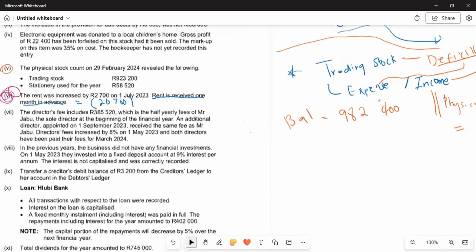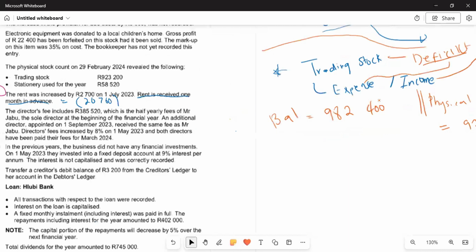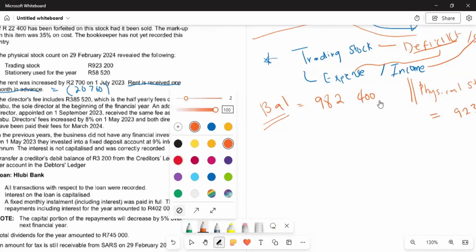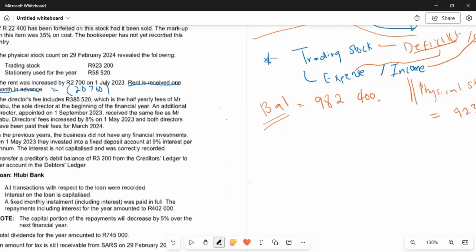Now, here, because we have donated trading stock and this transaction was not recognized, we need to adjust this balance here on the books, right? So we need to subtract those trading stock that we donated. But we have the profit, and using that profit, we need to try and calculate the cost of that trading stock. So let us go about doing that. Now, the profit is 22,400.